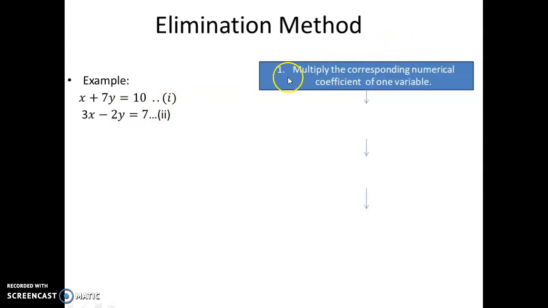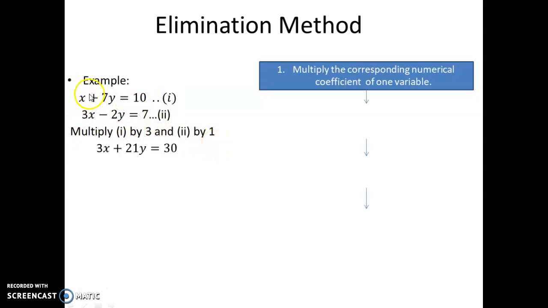The first step says: multiply by the corresponding numerical coefficient of one variable. Suppose I am considering the variable x. What is the numerical coefficient of x in equation 1? As we can see there is nothing written, so we consider it as 1. And in equation 2 the numerical coefficient is 3. So I am going to multiply equation 1 by 3 and equation 2 by 1.